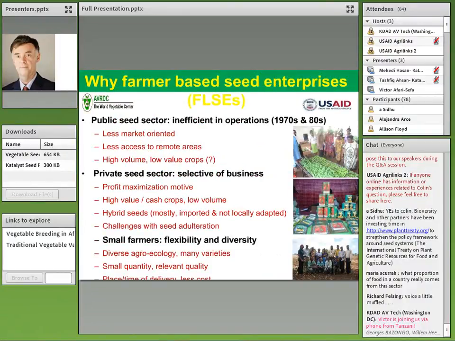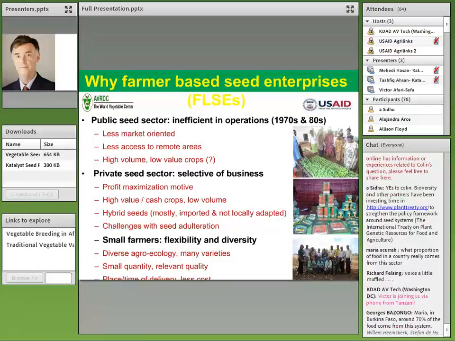Now the question is, why farmer-led seed enterprises? And the reason is not far-fetched. As you recall, particularly in most parts of sub-Saharan Africa, in the 70s and 80s, there were a lot of state-owned enterprises, and most of the seed production and supply systems were managed by the public sector. A lot of structural adjustment programs led to the privatization of most of these, probably also in the 90s.